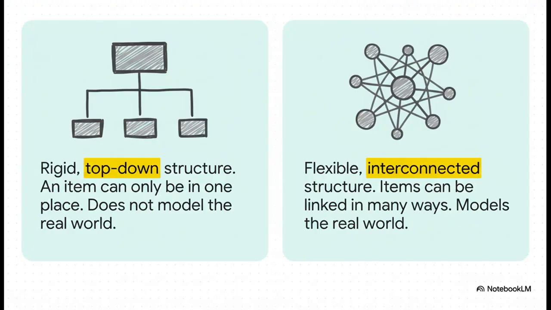Okay, so look at the left side here. You've got the classic tree structure. It's rigid, it's top-down. A perfect example is the file system on your computer, right? A file can only live in one folder at a time. But our brains, in places like CERN, they don't work like that. They work like the web on the right. Everything is connected in all these different, flexible ways.